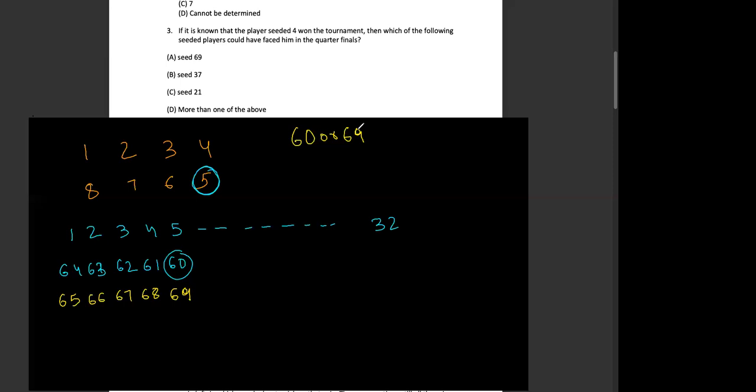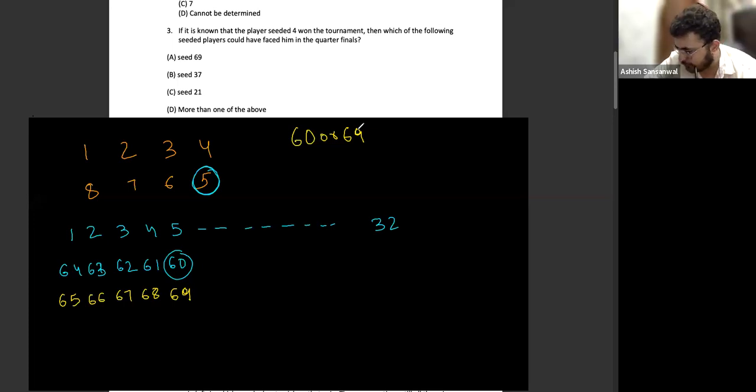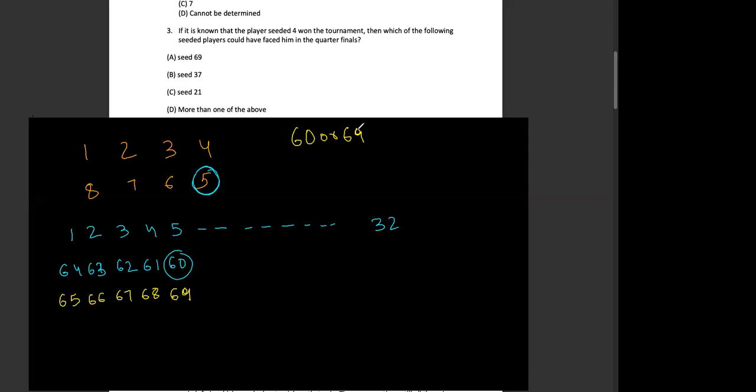Sir, I have one doubt in this statement, like 1 to 32. If we are asked which match was played by team 22, then how do we calculate without writing the whole sequence and series? Like, the matches played from 1 to 32. If we are asked which player seeded 22 played which matches, then how will we calculate that?